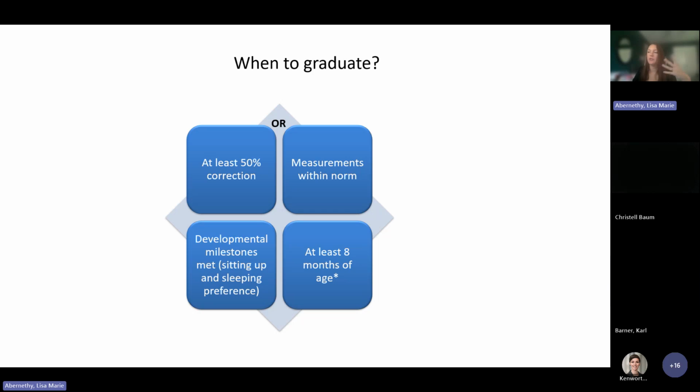But I do have an asterisk here because you don't have to go by that one. If they've achieved 100% correction and met milestones, then of course, like they're done regardless of age. There has to be gapping in the helmet. So if their head is perfect, there's no gapping, they're done regardless.